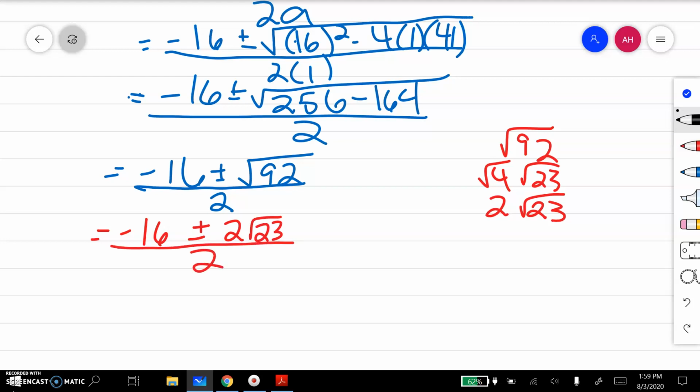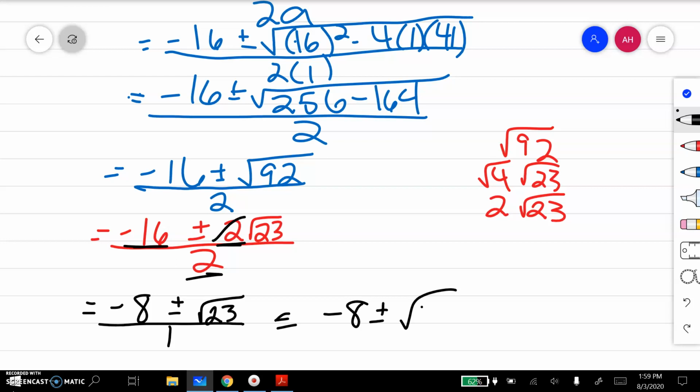And then we need to remember that if all three of these numbers will reduce by the same thing, you need to reduce them. So they're all divisible by 2. So divide them all by 2, we get negative 8 plus or minus, 2 divided by 2 is 1, so you don't really need that there, square root 23. And then the same thing on the bottom, 2 divided by 2 is just 1. And we don't really need the 1 on the bottom, so we're just going to have negative 8 plus or minus square root 23. And because we ended up with a square root, I know that that would not have factored.